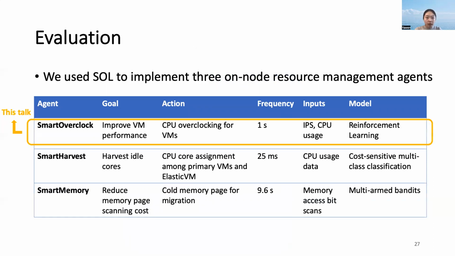The Smart Memory agent manages memory migration to reduce memory page scanning cost while still accurately detecting memory pages that are cold. These 3 agents we implemented are considerably different from one another. They differ in the type of resources they manage, the input data and ML models they use, as well as the timescales they run at.